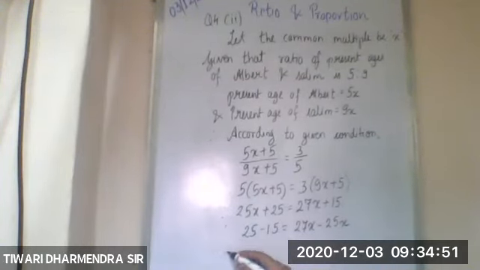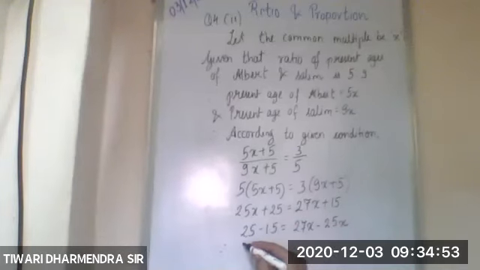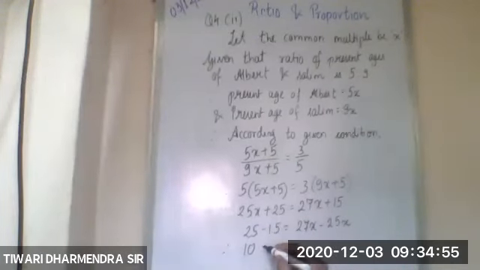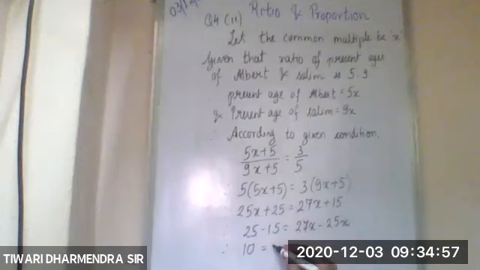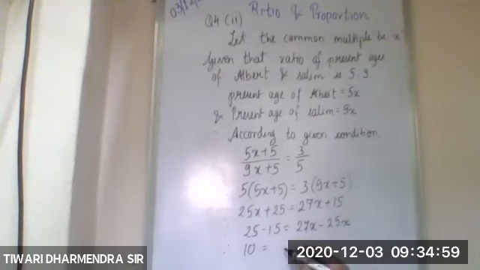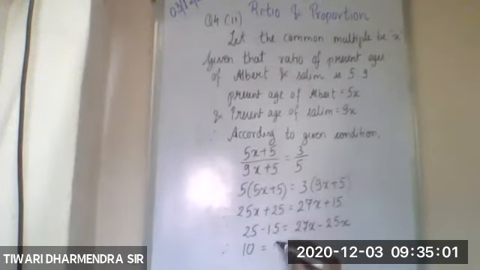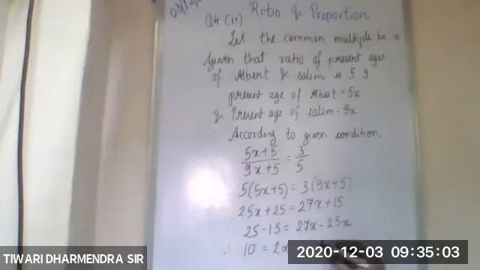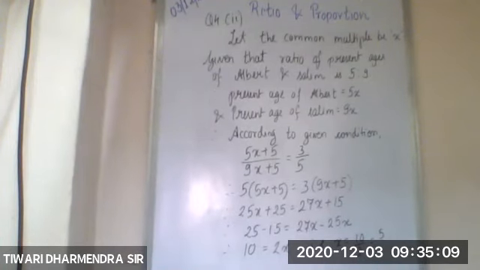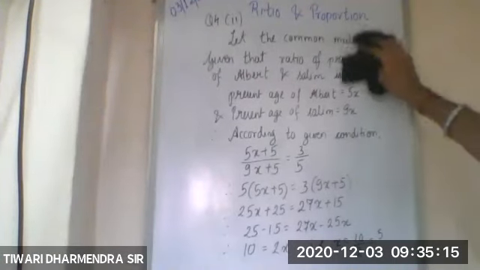So therefore, 25 minus 15 is 10, which is equal to 27 minus 25, that is 2x. That is, x is equal to 10 upon 2, which is 5. So we got the value of the common multiple, that is 5. So we can use it.